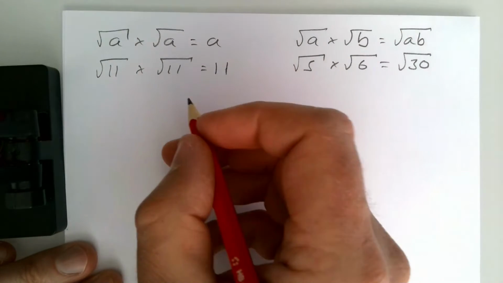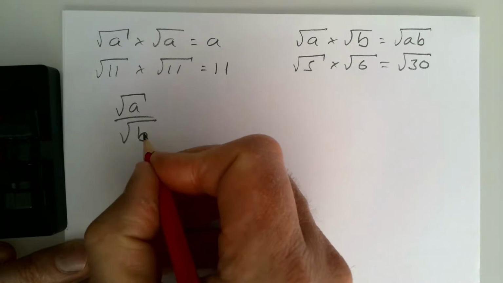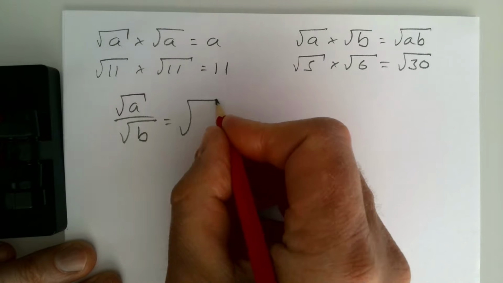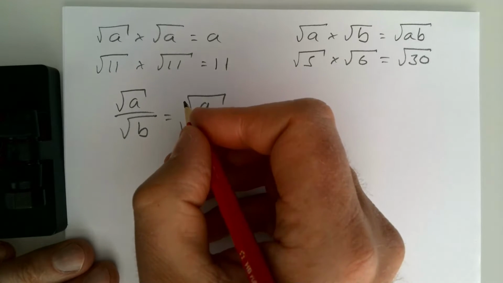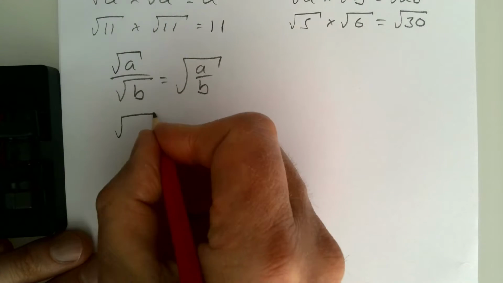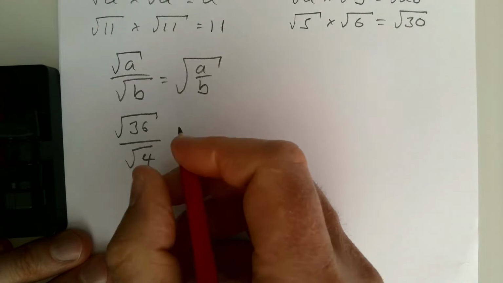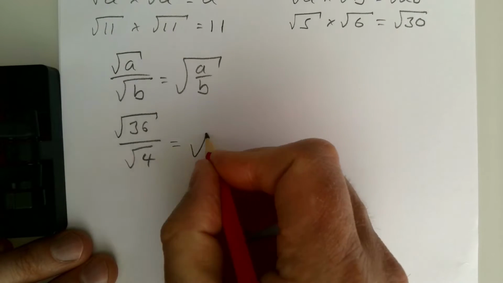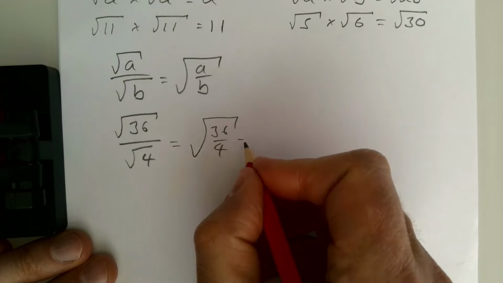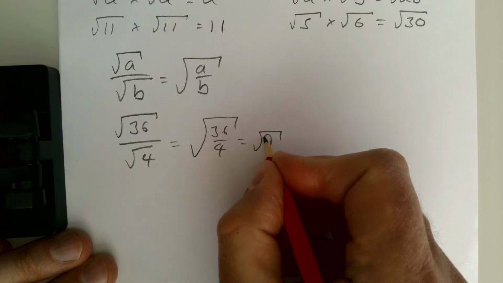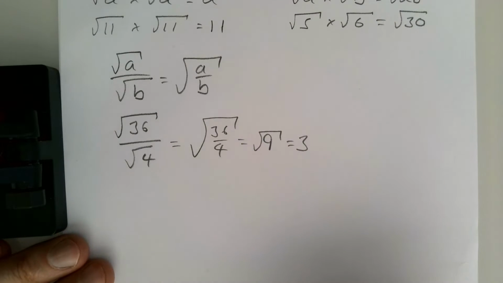The other one's quite similar to this one, and it's for dividing. The square root of a divided by the square root of b is the same as the square root of a over b. An example of that one would be the square root of 36 divided by the square root of 4. That's the same as the square root of 36 over 4, and of course 36 over 4 we know is 9, and the square root of 9 we also know would be 3.